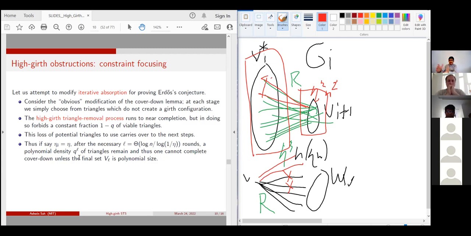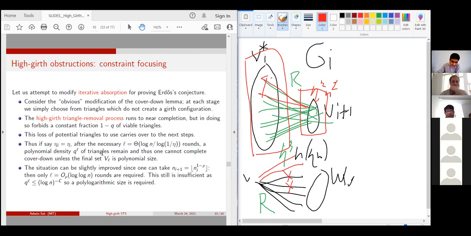Now, if my final set size is root log n, and I have a polynomially small fraction of triangles, that means I literally have zero triangles. There's no way I could work with anything at those steps of the cover and get anything reasonable to happen. It's just not possible. So in order to do this, you'd need the final set V_L to be polynomial in size, not root log n in size.